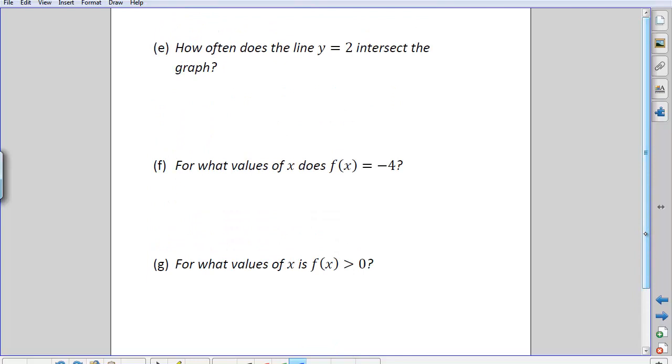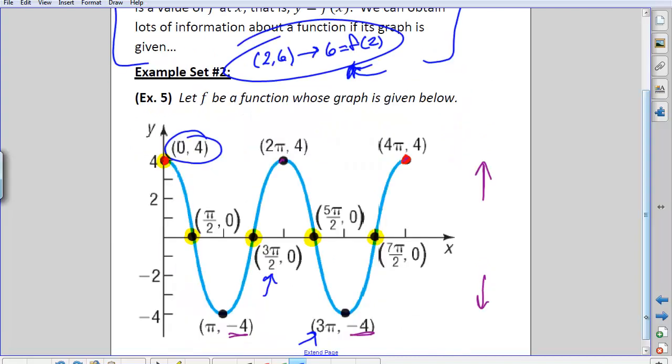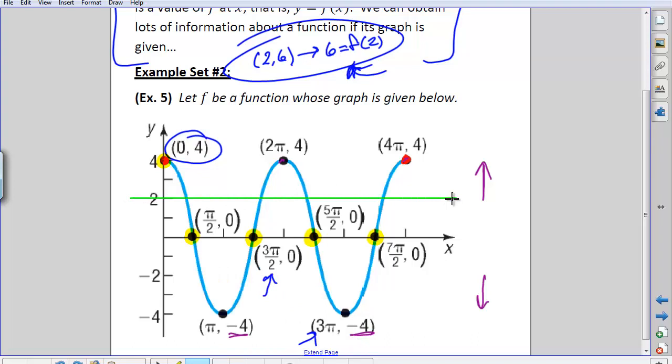How often does the line y = 2 intersect the graph? Okay, where is that line y = 2? If we draw a line with all y values of 2, what would that look like? Wouldn't that be something like that? There's the horizontal line where all the y values are 2.